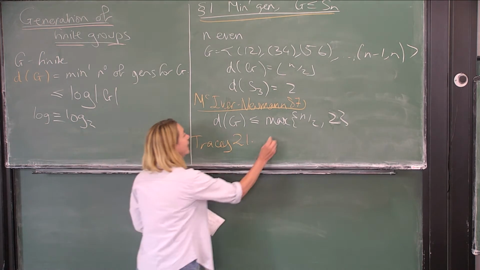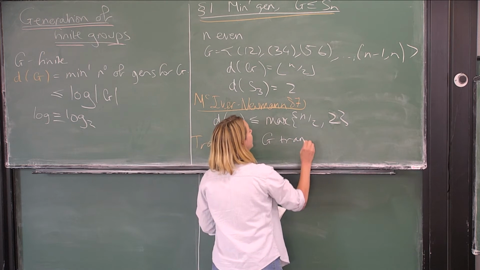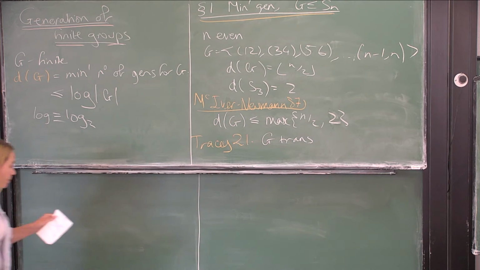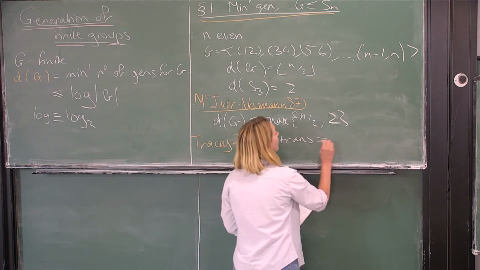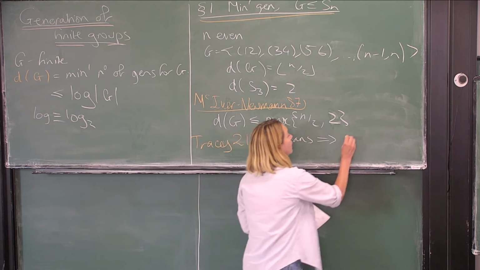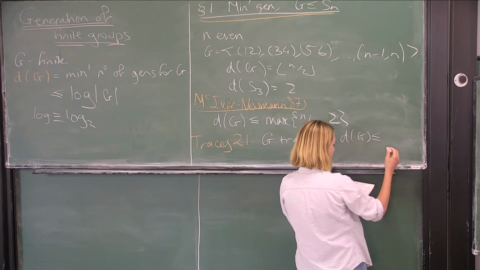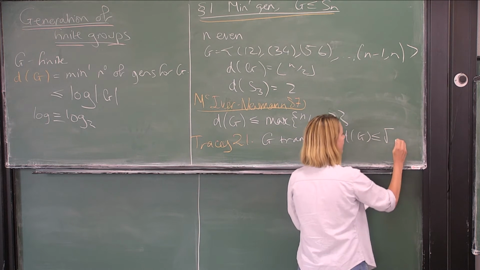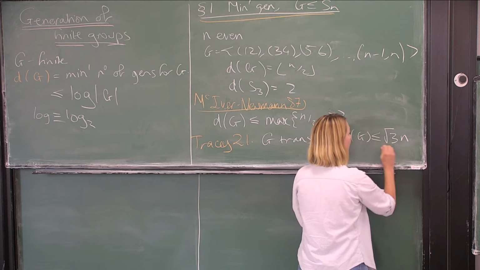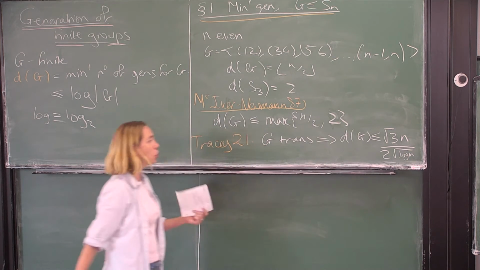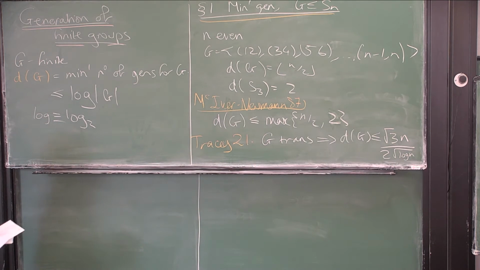Who proved that if G is transitive, then we can do a bit better. In particular, D of G is at most, and I hope I've got my brackets the right way around here, the square root of 3n over 2 root log n. So the constant is the square root of 3 divided by 2.